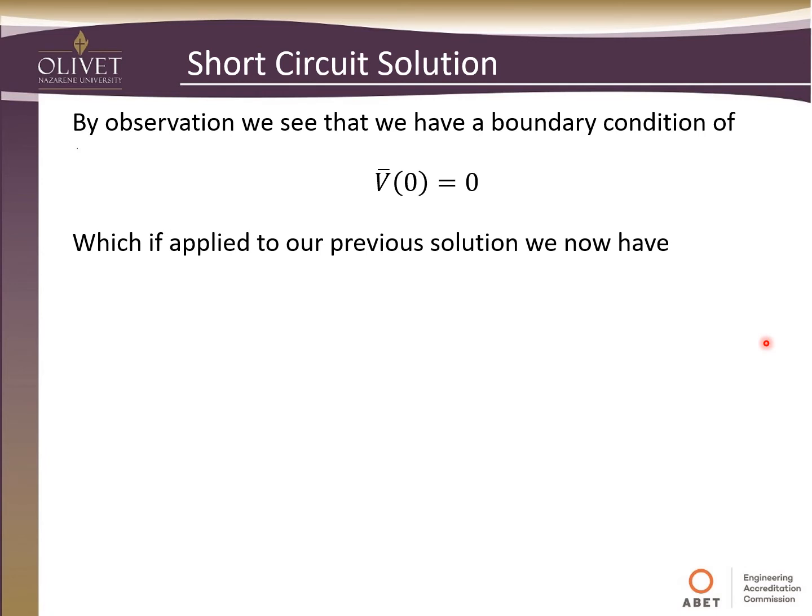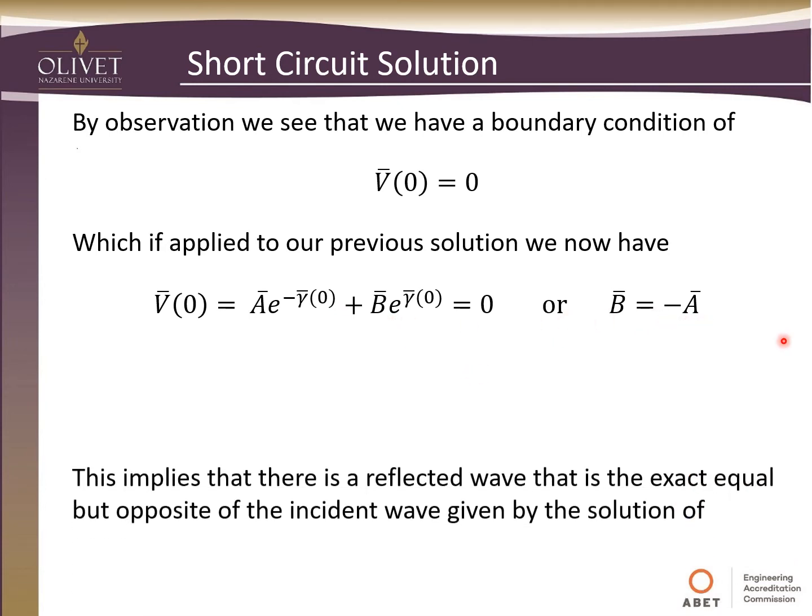If we apply this to our solution, V at 0, we had this equation from last lecture where we derived the solution to the wave equation, and we plug in 0, we get 0. If we work all this out, e to the 0 is 1, and that implies that B, our arbitrary constant, has to equal negative A.